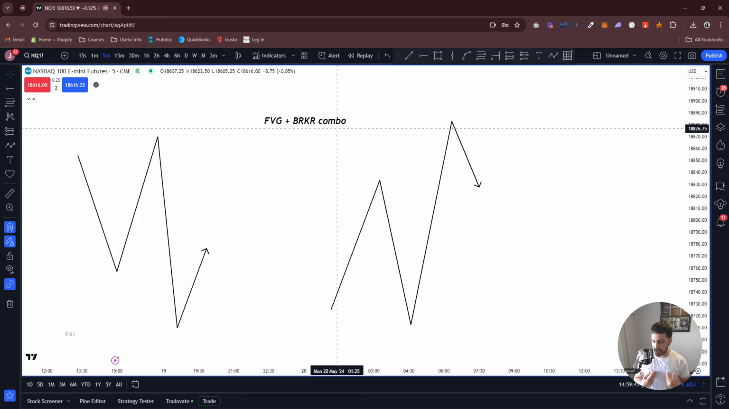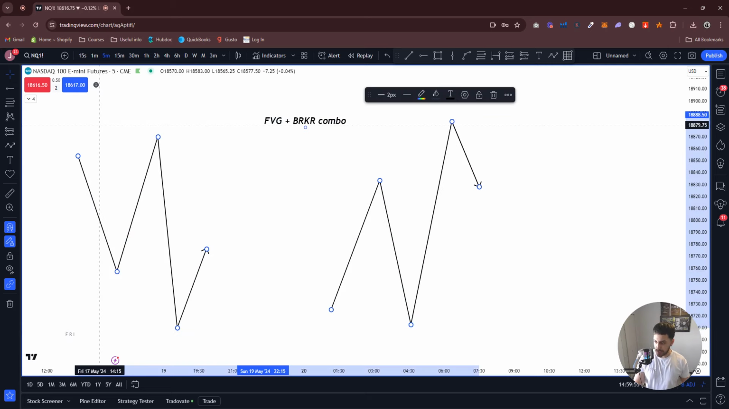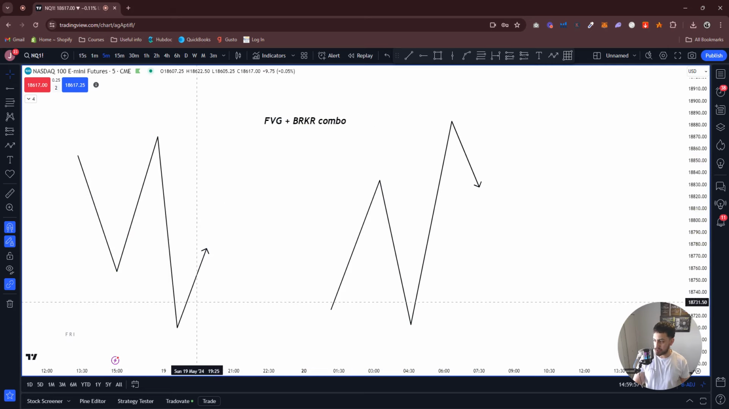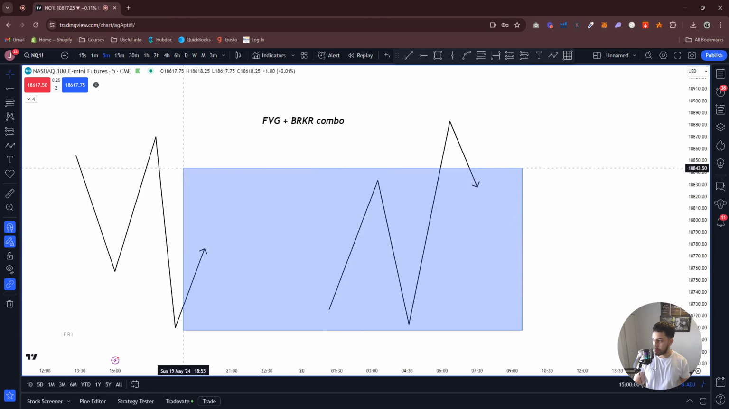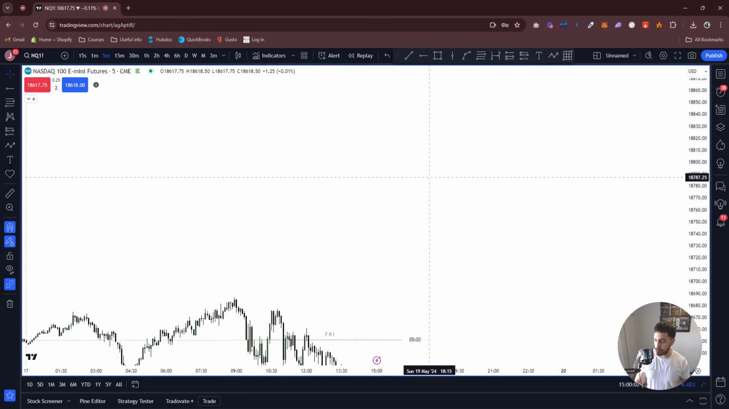I personally like always entering on the fair value gap because the fair value gap is, in my opinion, better. Sometimes, like I said, you won't get the tap of the breaker, but you will get the tap of the fair value gap. I'm going to go ahead and show you guys some examples so you can see what it actually looks like, because anybody could draw this and be like, oh yeah, it's really simple, right? So let me go ahead and show you guys some examples.